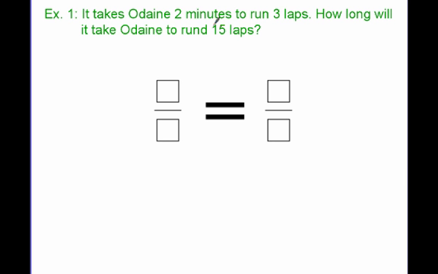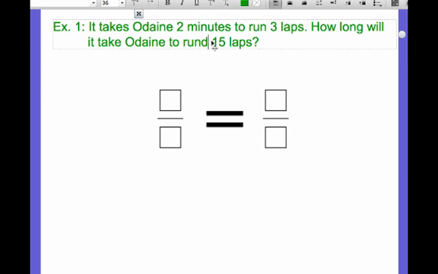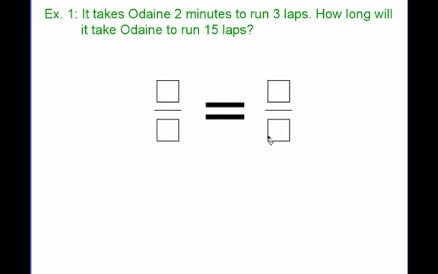Example 1 says it takes Odane 2 minutes to run 3 laps. How long will it take Odane to run 15 laps? So let's think about what our units are. It takes Odane 2 minutes to run 3 laps, and then it says how long will it take for him to run 15 laps. So our units are minutes and laps. It doesn't really matter which one we say is the top or the bottom. I'm going to say minutes goes in our numerator and laps goes in our denominator. So on top, this is always going to be numbers that relate to minutes, and on the bottom, numbers that relate to laps.